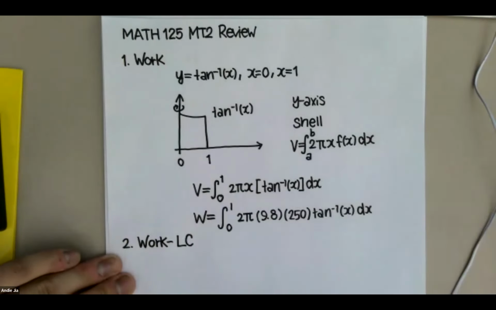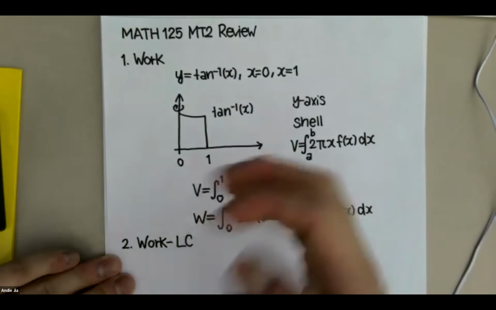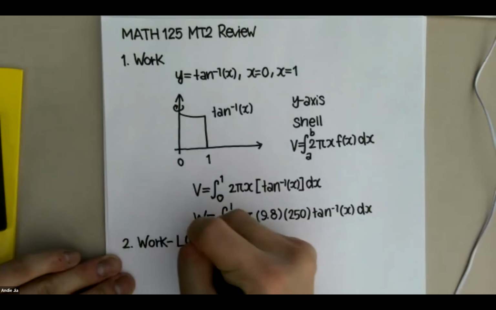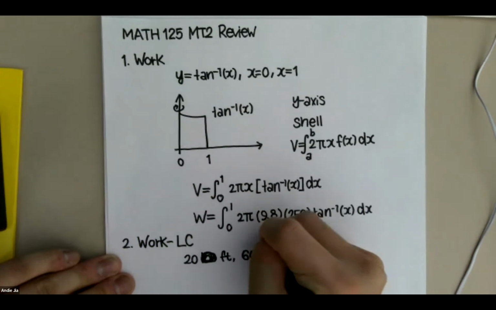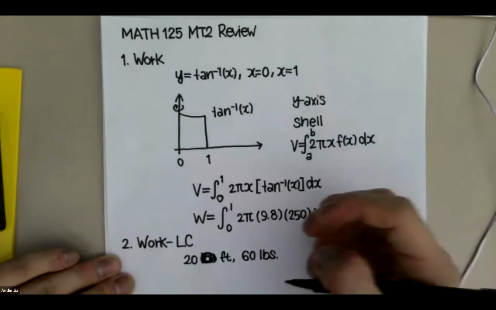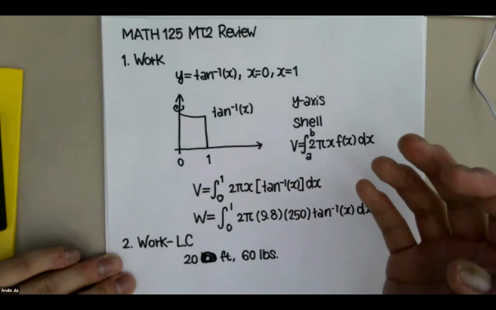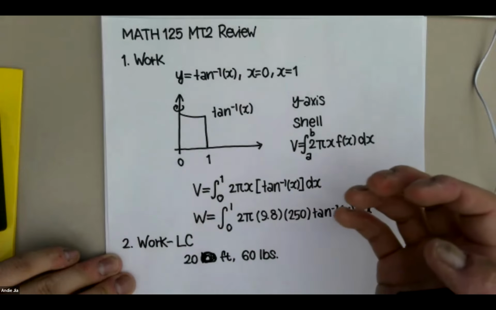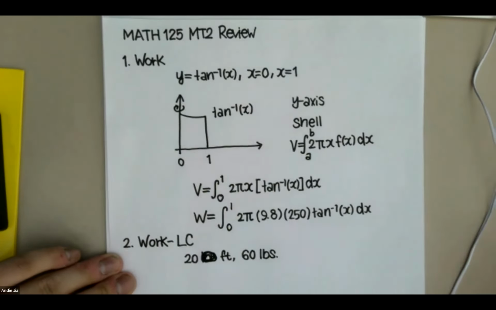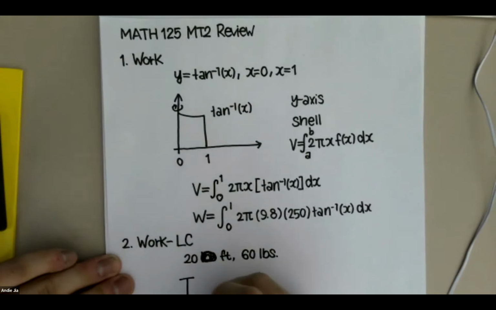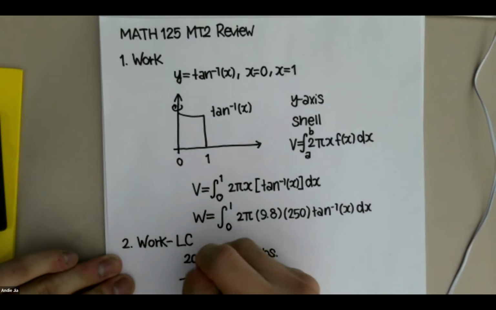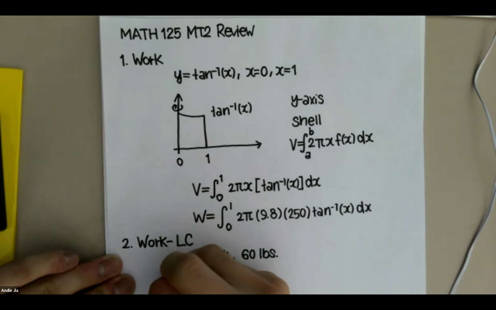You have 20 feet and 60 pounds, and we need to find the work required to lift the lower end of the chain to the upper bound. So we just sketch it: here is the cable, and the 20 feet is the height.